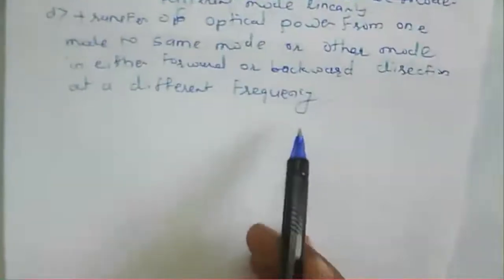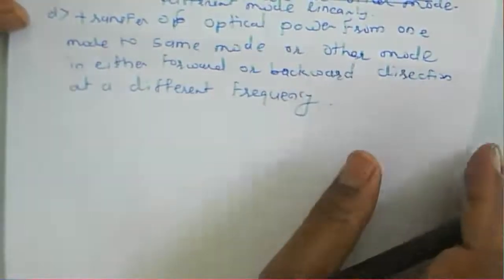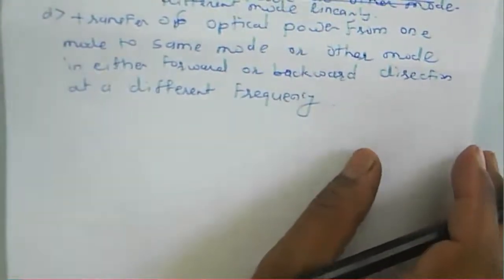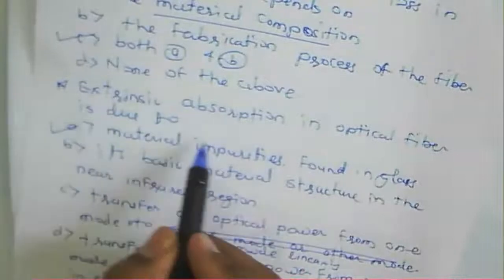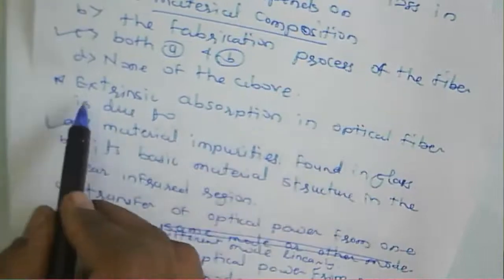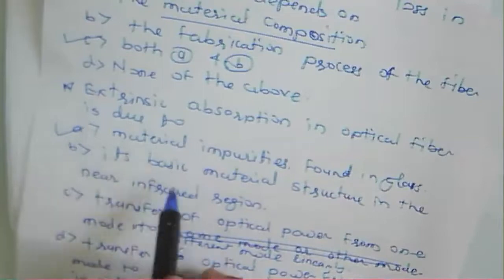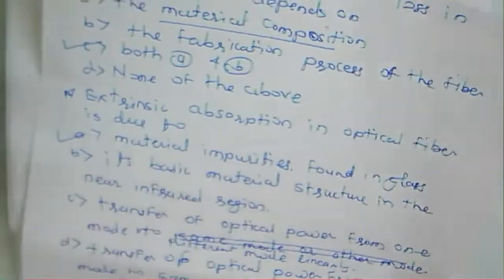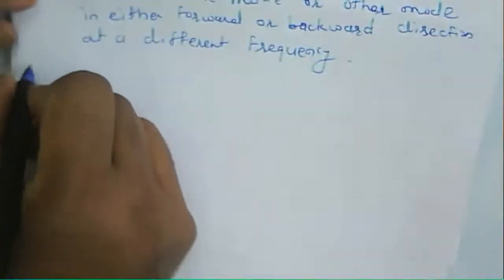What is the answer for this? The answer for this is A. Extrinsic absorption is because of the material or metal impurities found in the glass. Extrinsic absorption in optical fiber is because of the impurities found in the glass inside the material, whichever glass fiber we are using. So that's why it is available in that particular fiber.